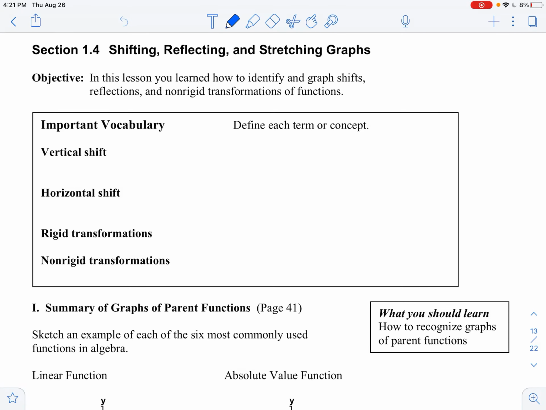Hey guys, we are talking about shifting, reflecting, and stretching graphs today.